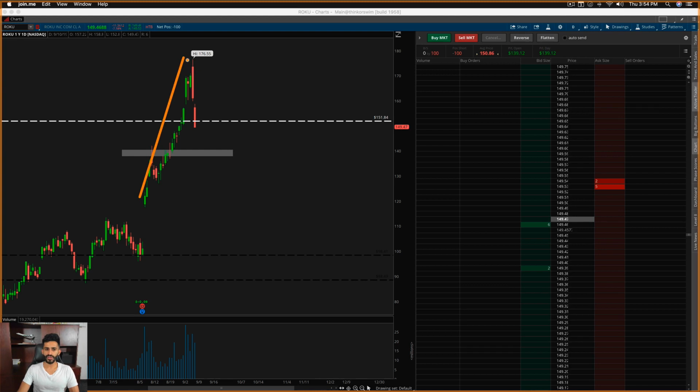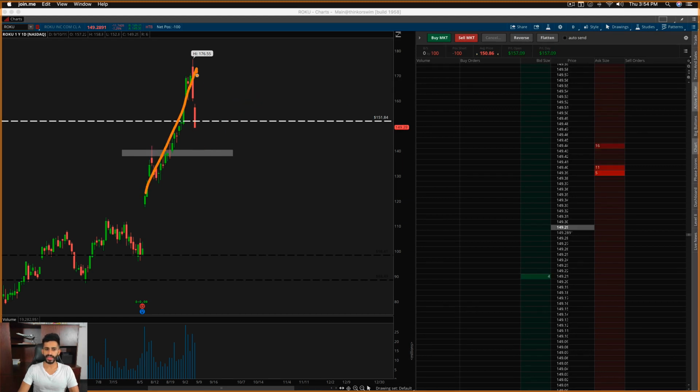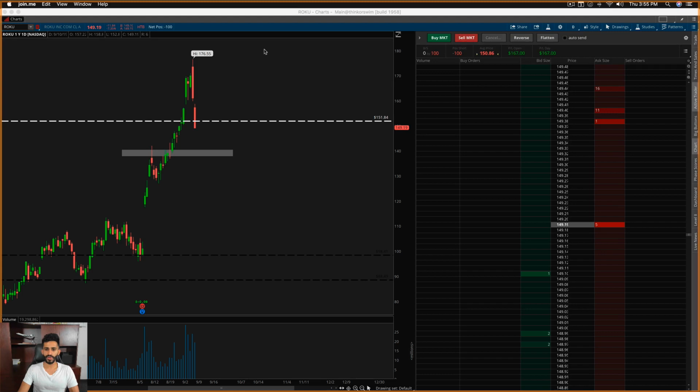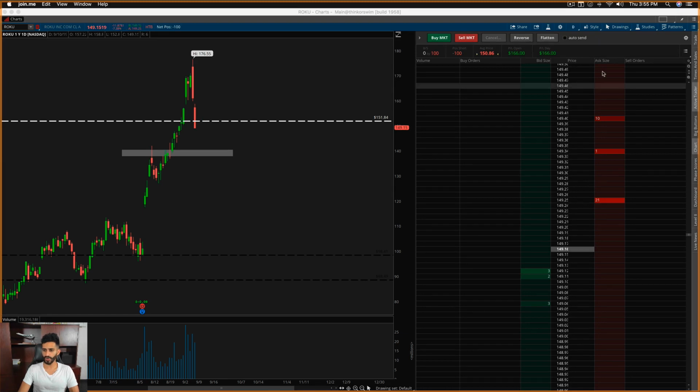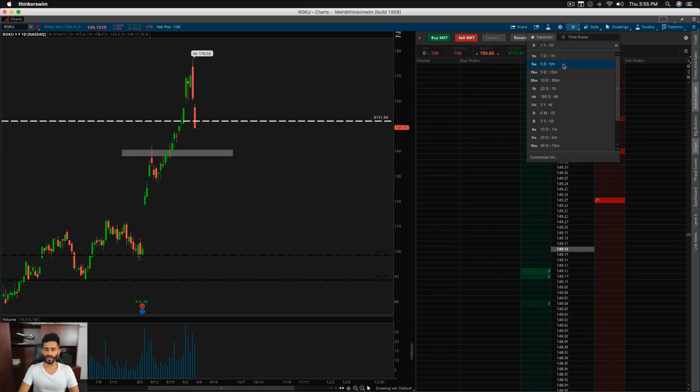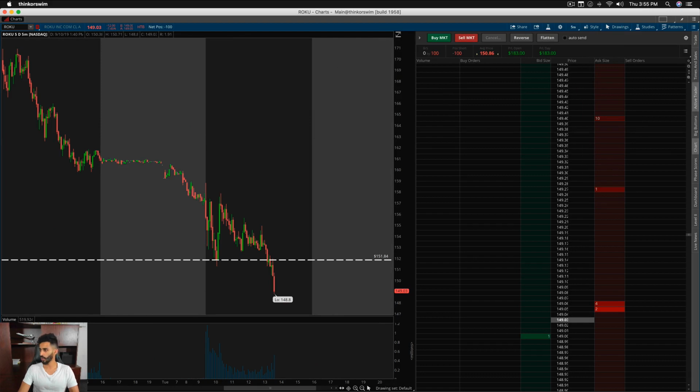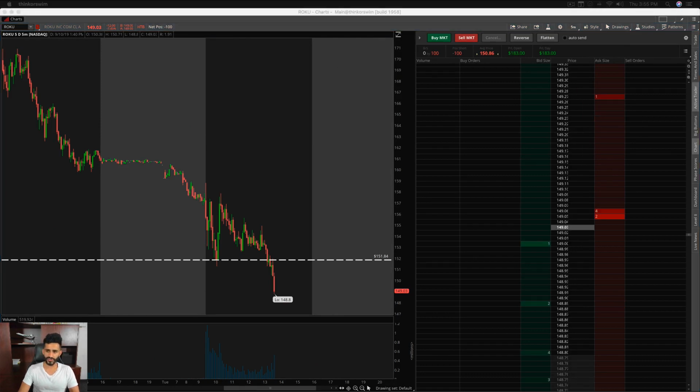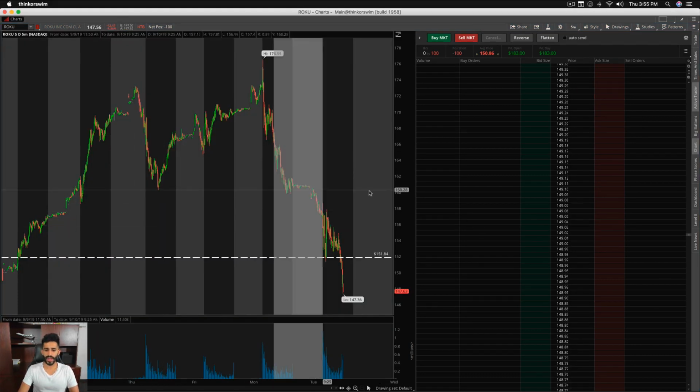So for now, this could just be a pullback into the support area and then maybe a continuation, or this may be a pullback into support, consolidation, and then a continuation sell-off. We don't know. The only thing we know is right here we have a good and high probability trade, and we are going to take that trade. Now, in this lesson, I'm not going to jump in on where to exit and how to manage the trade. There are upcoming lessons where I will go over that.